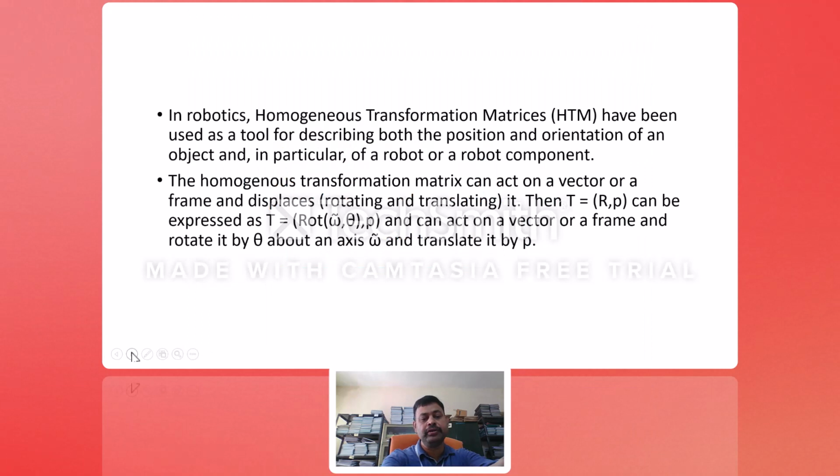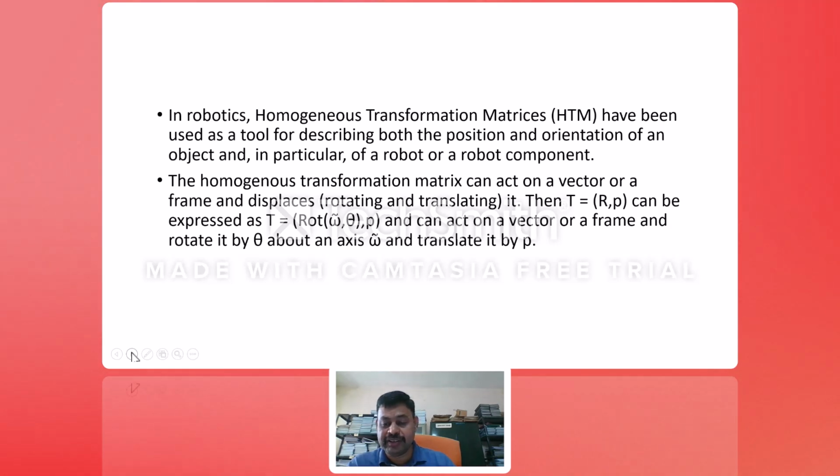Right. So now in robotics, the homogeneous transformation matrix is used as a tool describing position and orientation. So describing position and orientation, if it makes a linear movement or rotary movement, how to put it in a matrix. So now we have all the information. The homogeneous transformation matrix can act as a vector or a frame. For robot movement, there are two movements possible: translation and rotation, which is called displacement. Then T equal to R comma P can be expressed as a transformation of rotation, omega, theta and P.